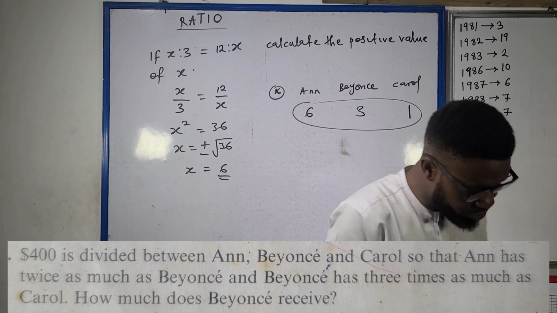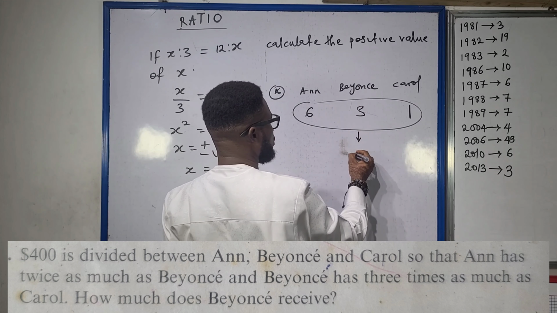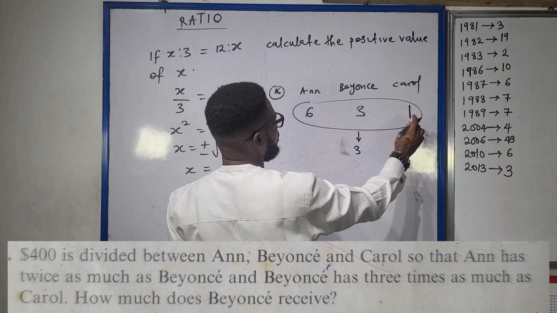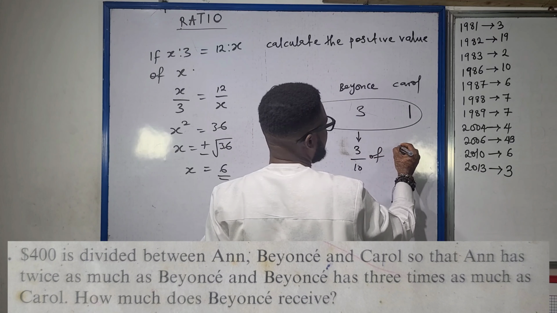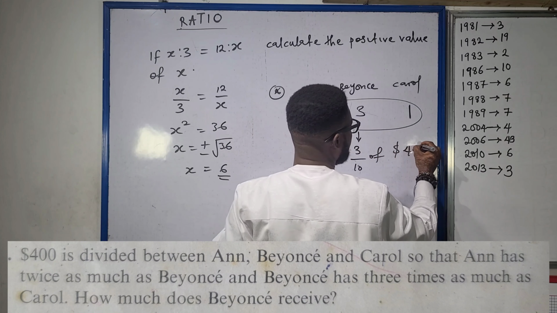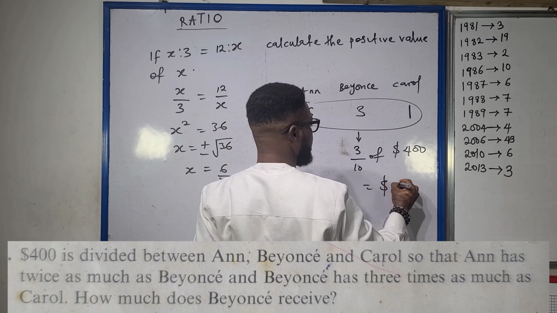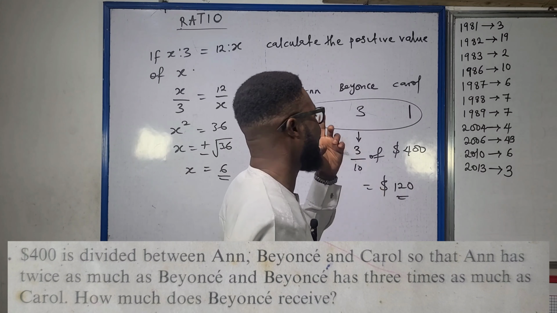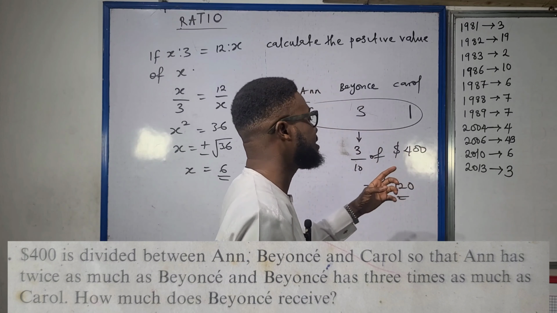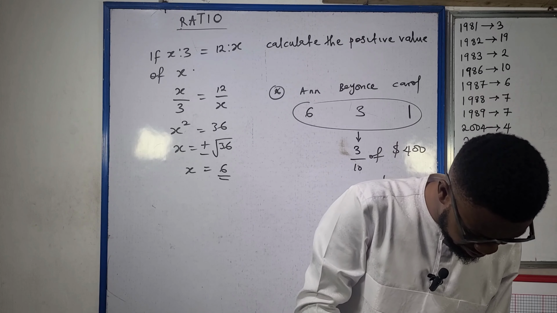Okay, how much did Beyonce receive? You want to know what Beyonce received. So this is 3 out of a total of 6 plus 3 plus 1, that's 10 of the $400. So this is going to give us $120. The key here is to identify who got the least, assign 1 to the person who got the least, and proceed. Okay, that ends that.